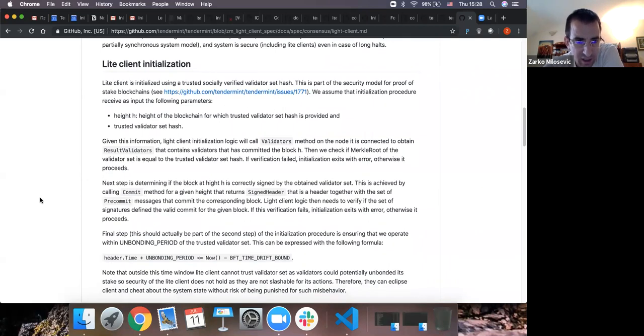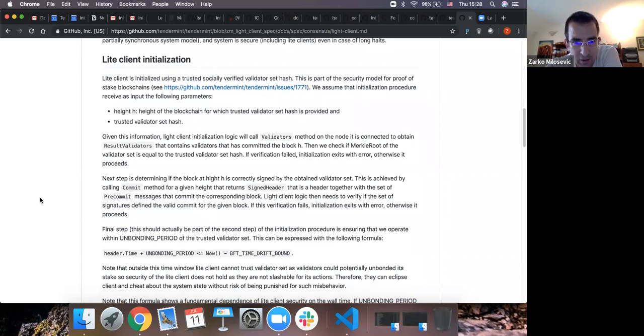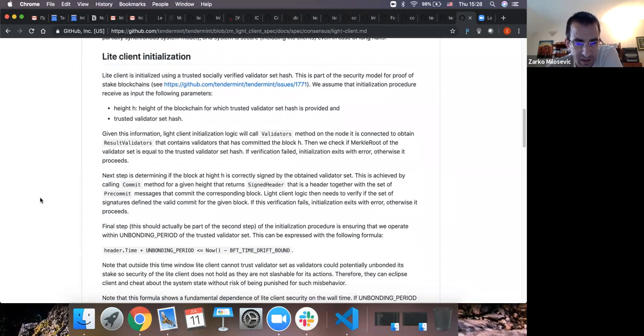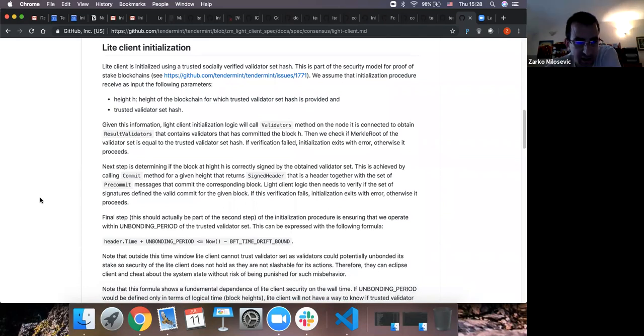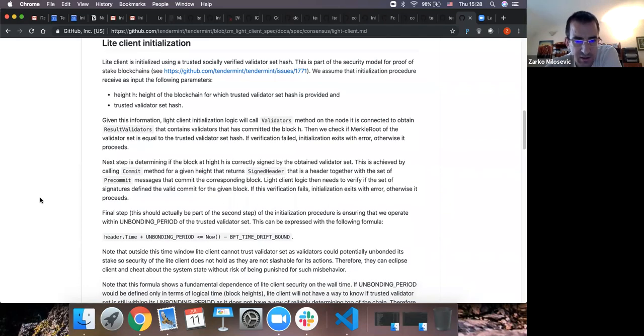In case the hash corresponds to the validator set we obtain, the next thing we need is to check if the header at height h is correctly signed by the obtained validator set.